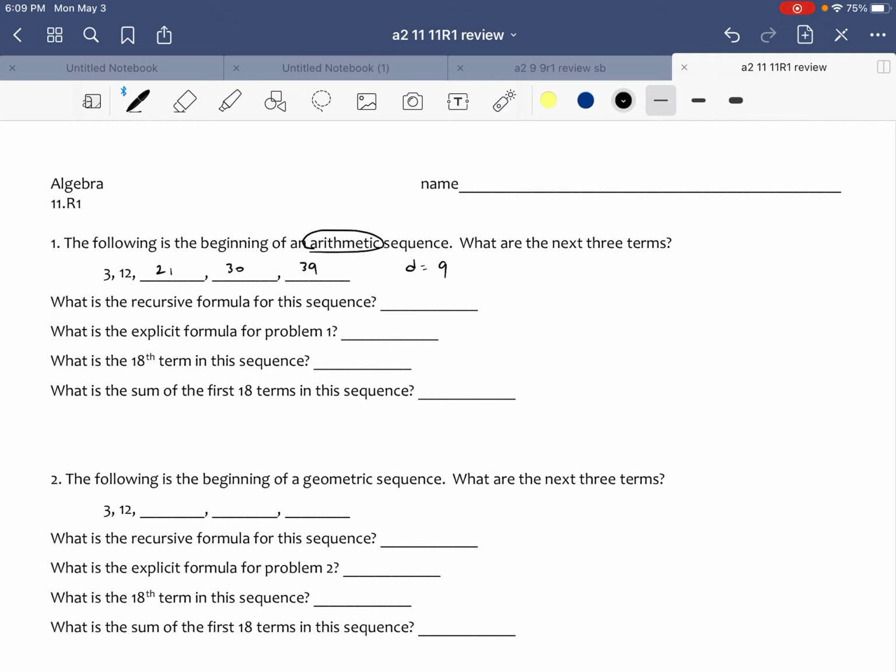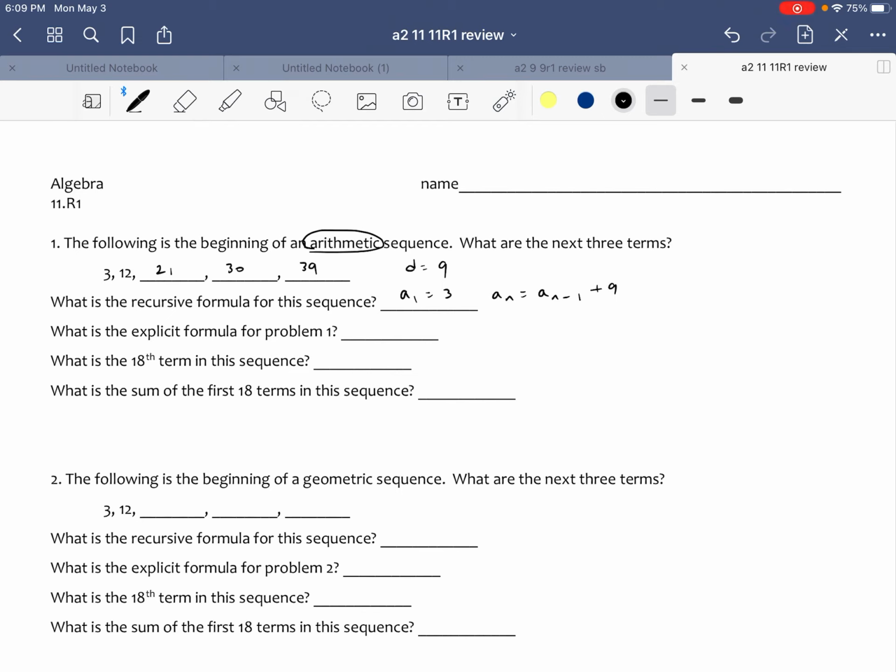What is the recursive formula? Recursive formula has two parts. Always identify for your reader your first term, and then the second part always goes like this: a sub n is equal to a sub n minus 1, and then the common difference. So since we're going up by 9, plus 9.